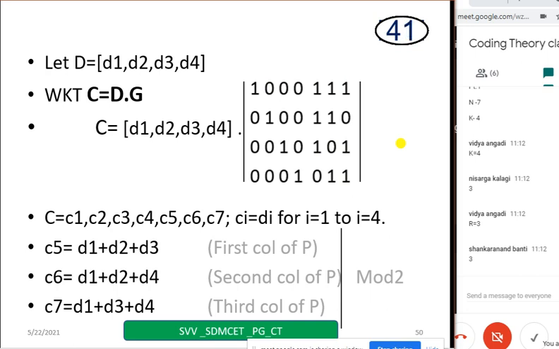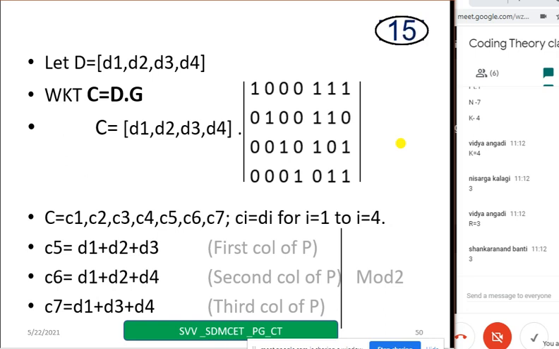But remember mod 2, don't write 1 plus 1 equal to 2. Remember it's a mod 2 addition. Otherwise, sometimes students will write 3, 2. 3, 2 will never come into the picture. Whenever you are going for XORing 1 and 1, you never get 2. That is the one important point which you have to remember.